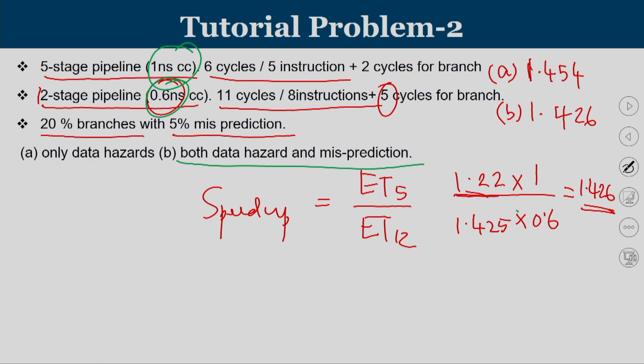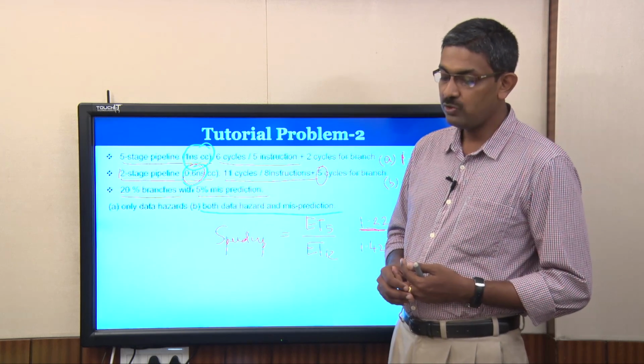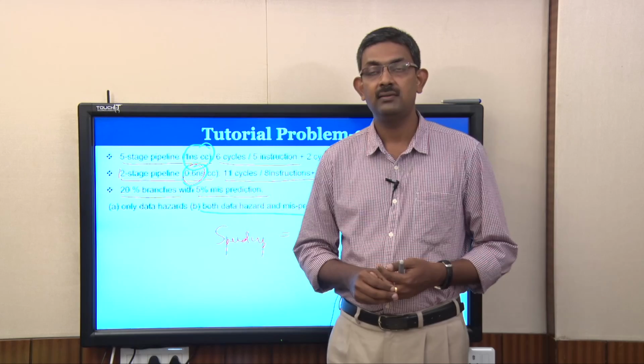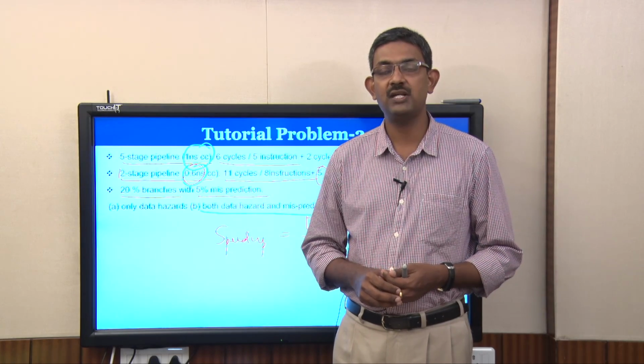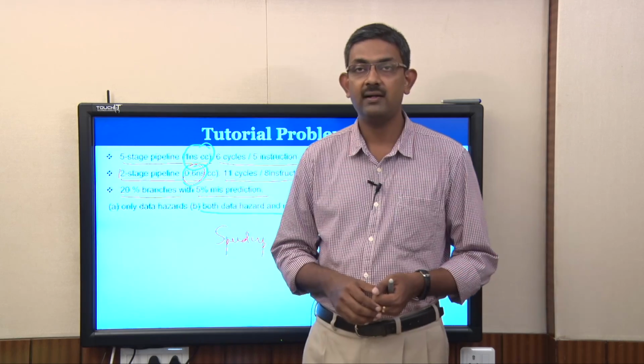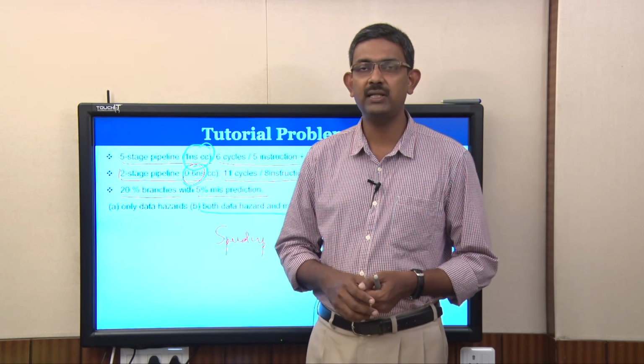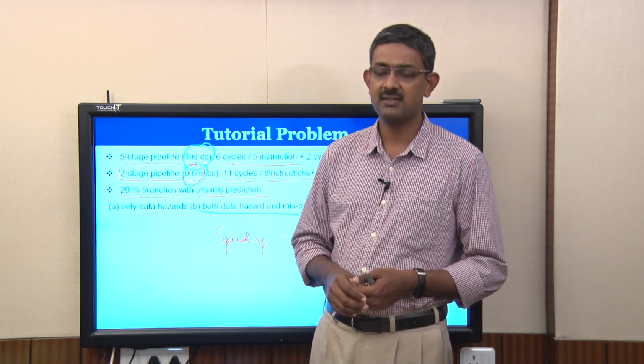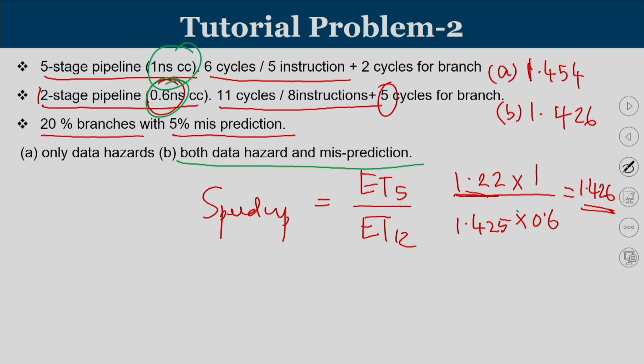So, the answer for this one is, when you consider only data hazard, then the speedup that the 12 stage pipeline has over the 5 stage pipeline is 1.454, and when you consider both data hazard and the branch hazard, then it is 1.426.